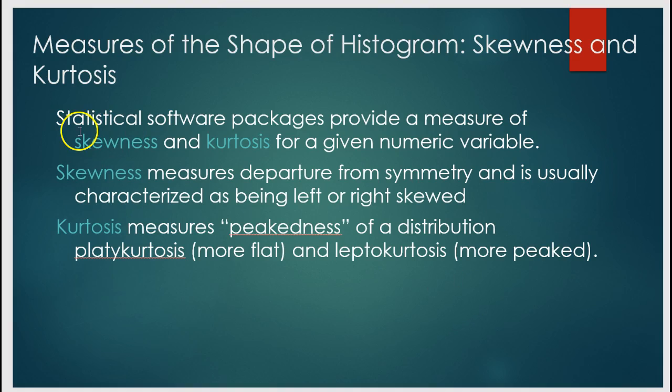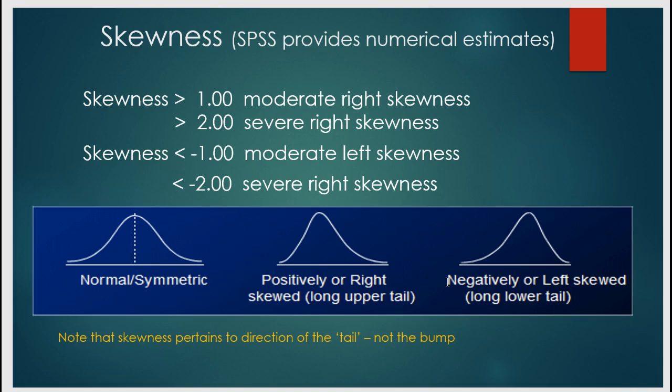And now we get to these terms of skewness and kurtosis. Skewness measures whether that bump is to the left or to the right, and kurtosis measures how peaked that bump is. Is that bump in the middle more flat, or is it more peaked? So let's take another look at a little more information about skewness and kurtosis.